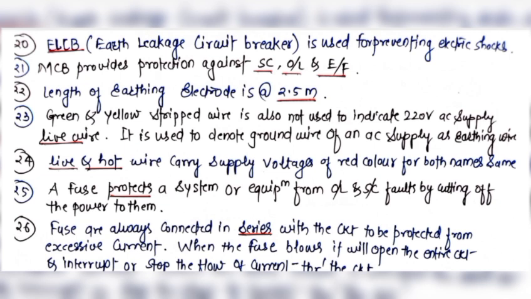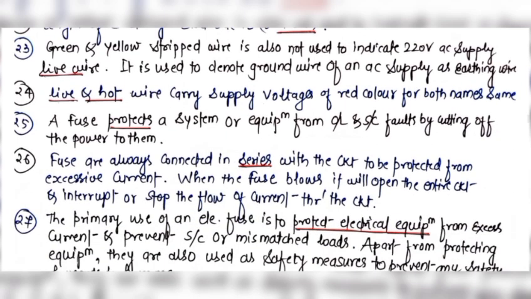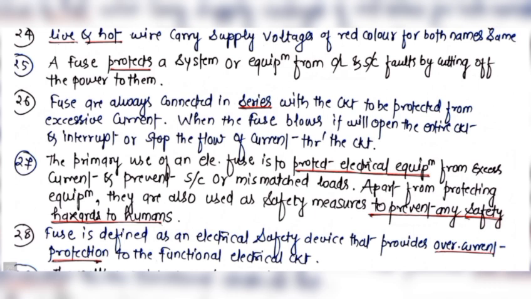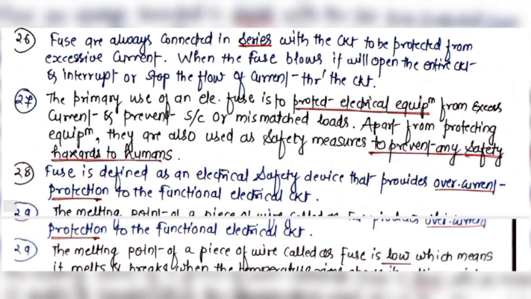A fuse protects a system or equipment from overload and short circuit faults by cutting off the power to them. Fuses are always connected in series with the circuit to be protected from excessive current. When the fuse blows, it will open the entire circuit and interrupt or stop the flow of current through the circuit.